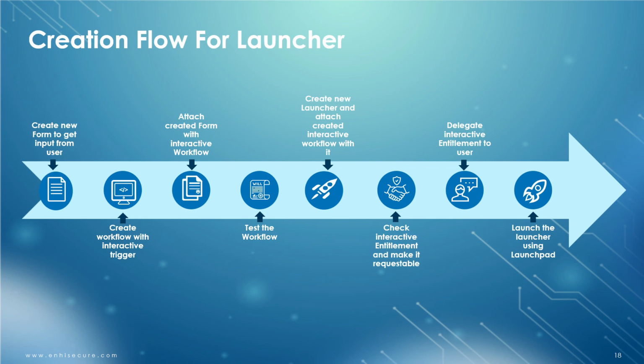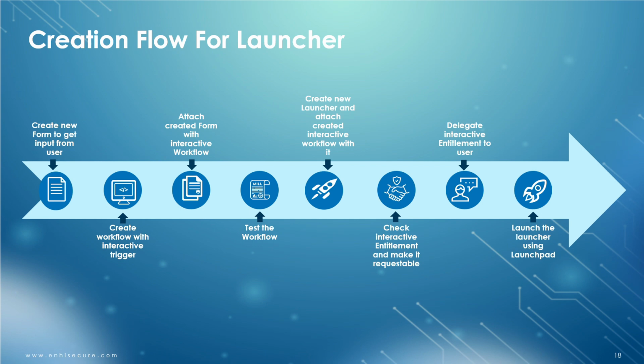In the second step we will create one workflow by using the interactive trigger. In the third step, we will attach our created form to our workflow so that the data that has been entered by the user can be used inside the workflow. In the first 4 steps, if everything goes well, we will test our workflow. In the 5th step, we will create a new launcher and attach our created workflow to this launcher.